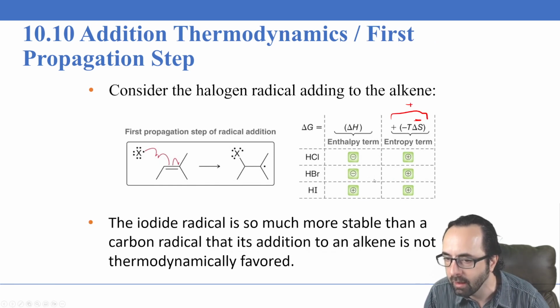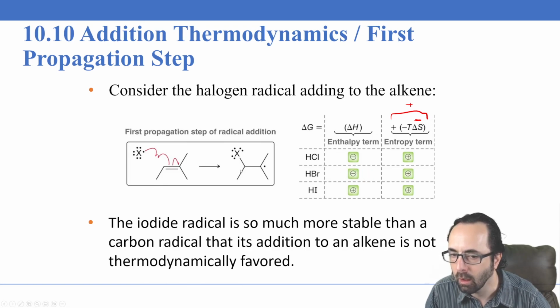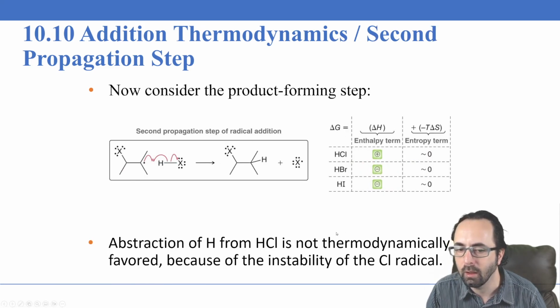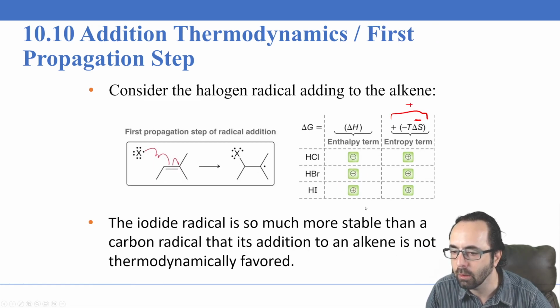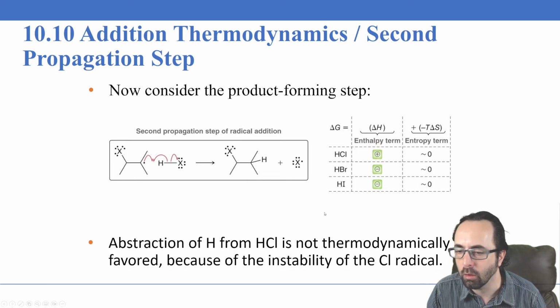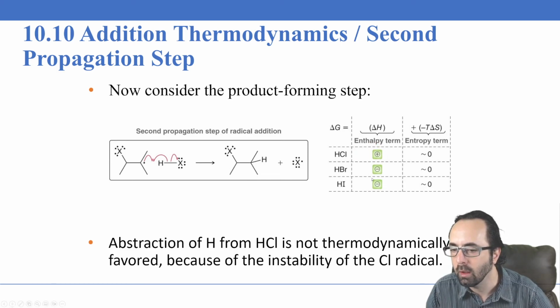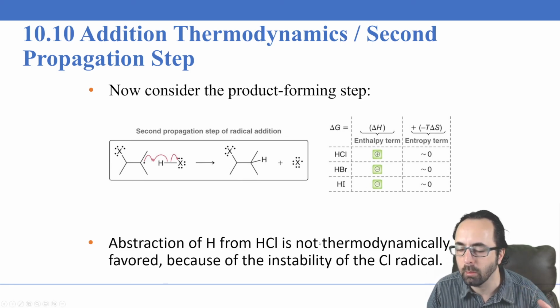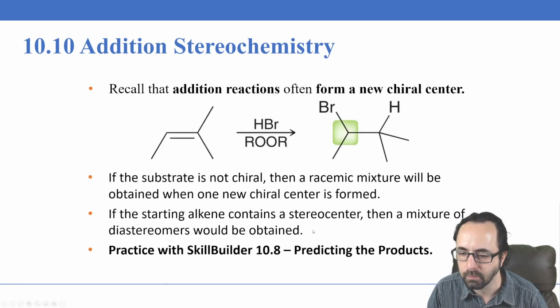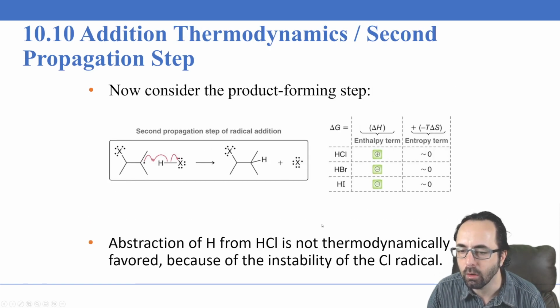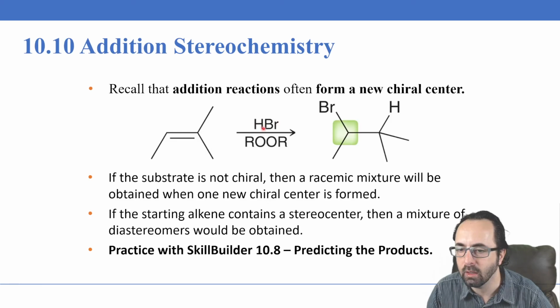Notice the only one that's exothermic in both cases. The first propagation step is exothermic for bromine, and it's exothermic for the second propagation step for bromine. Whereas for the iodine, the first step was endothermic. And for the chlorine, it's endothermic on the second step. So for HBr, it's exothermic in both steps. It's the only one. And so the result is that you're going to want to do this with bromine. When you do the addition reaction to produce an alkyl halide, you're going to want to use HBr. You're not going to use HCl or HI. And this is going through a radical mechanism.